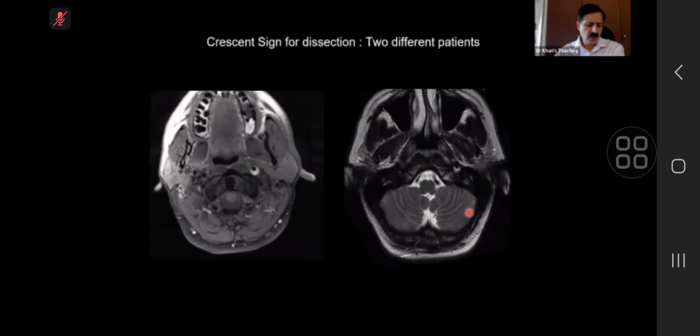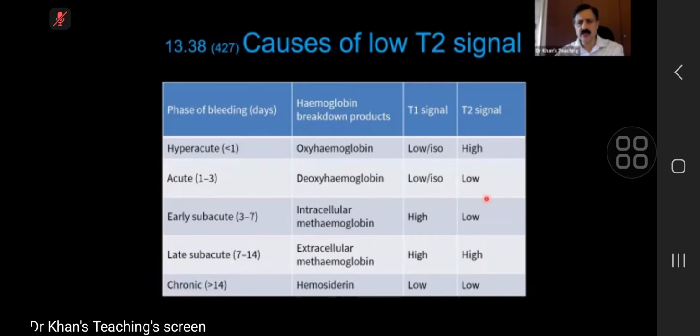Two other examples where crescent sign, this is a T2 weighted sequence, and even on a T2 it can be visible. And you remember, the hematomas I'm not going to cover today because we covered it in the first session. But just a recap, we are just talking about the signals here, and subacute hematoma is the only type of hematoma which is bright on T1 weighted sequence, and it can be high in T2 weighted sequence when it is late subacute.